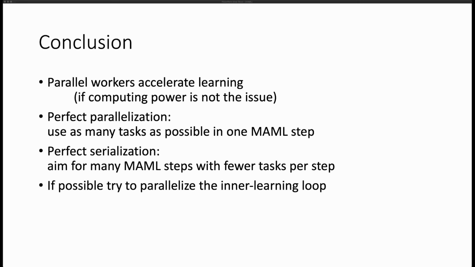To conclude, we have shown that if computing power is not the issue, parallel workers accelerate learning. In the case of perfect parallelization, we need to use as many tasks as possible in one MAML step. On the other hand, in the case of perfect serialization, we aim for many MAML steps with fewer tasks per step. So, if it's possible, try to parallelize the inner learning loop.